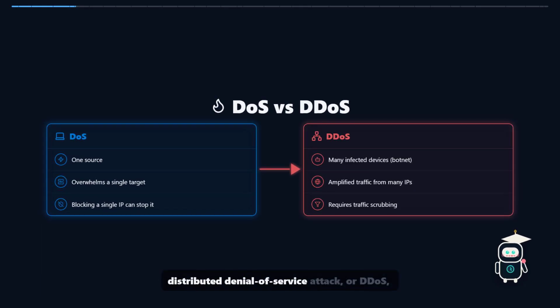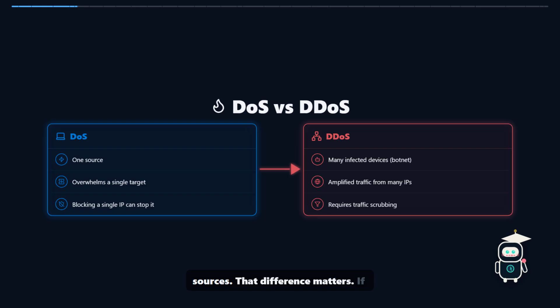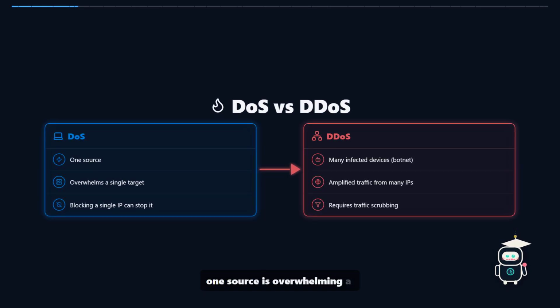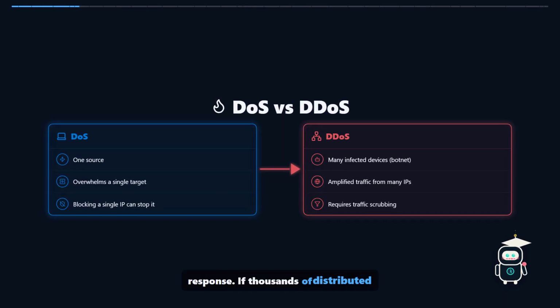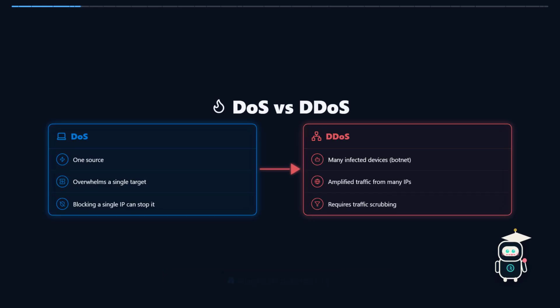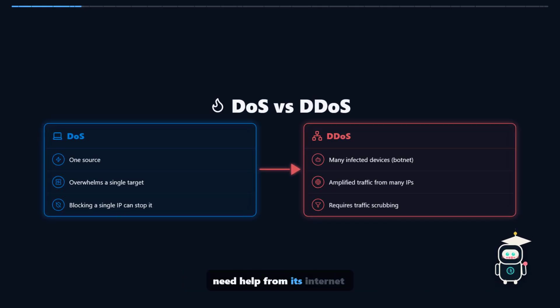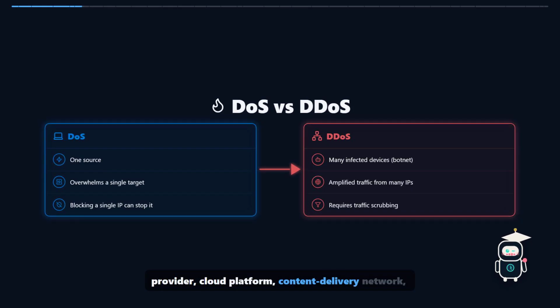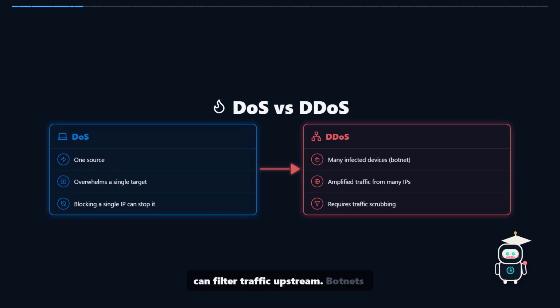A distributed denial of service attack, or DDoS, does the same thing using traffic from many systems or sources. That difference matters. If one source is overwhelming a small service, a local firewall rule or rate limit may help as part of the response. If thousands of distributed sources are consuming your internet connection or application capacity, blocking a single IP address is rarely enough. The organization may need help from its internet provider, cloud platform, content delivery network, or specialized DDoS protection service that can filter traffic upstream.